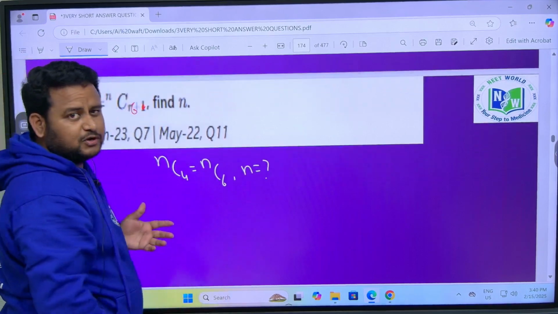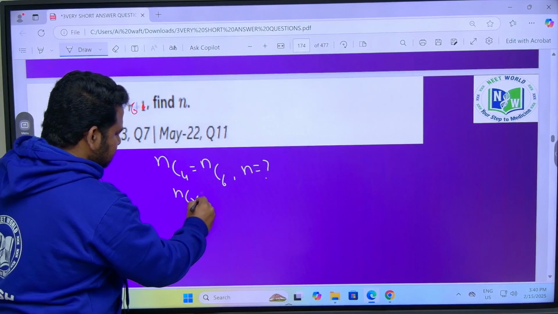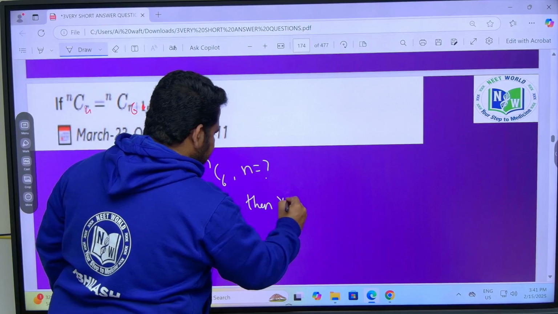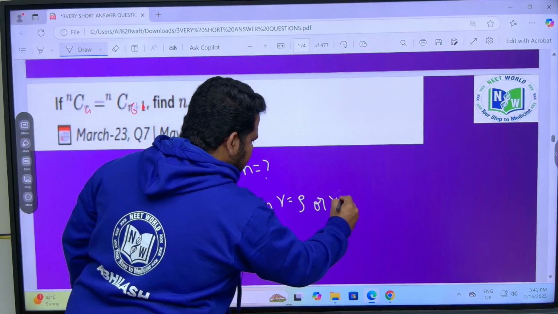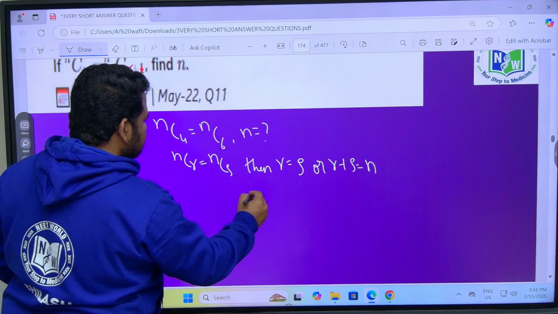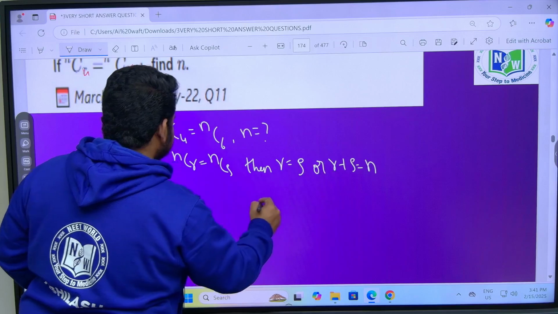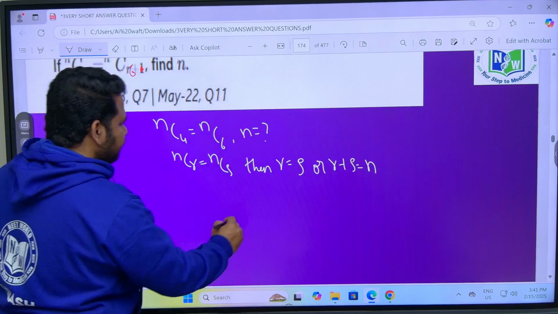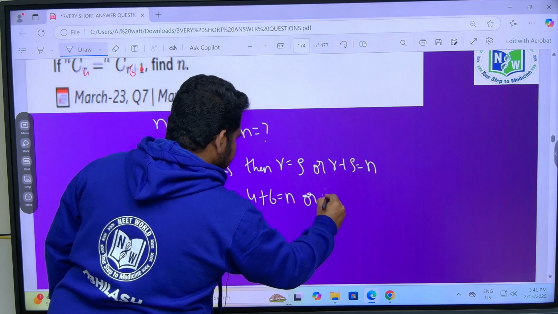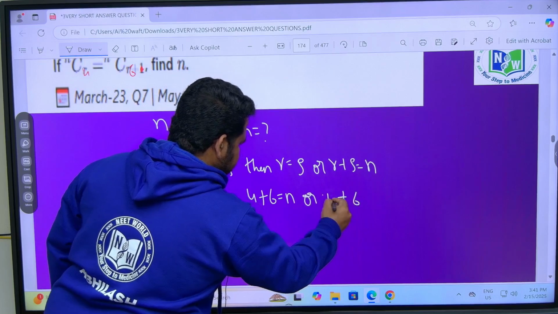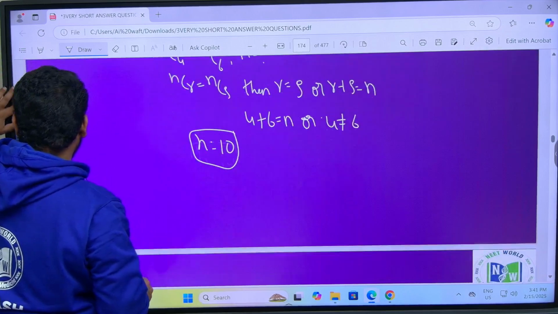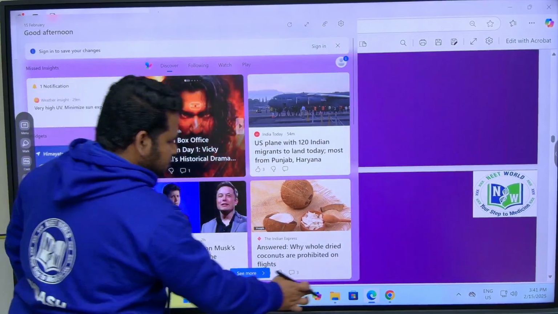I told you while telling about the concept, if nCr is equal to nCs, then either r is equal to s or r plus s is equal to n. So let us use that condition. Then r plus s is equal to n, so 4 plus 6 will be equal to n. Or r is equal to s, 4 is equal to s, but 4 is not equal to s, so this condition will not hold. So n will be equal to 4 plus 6, that is 10. So the value of n is 10, simple. So the value of n is 10, friends.